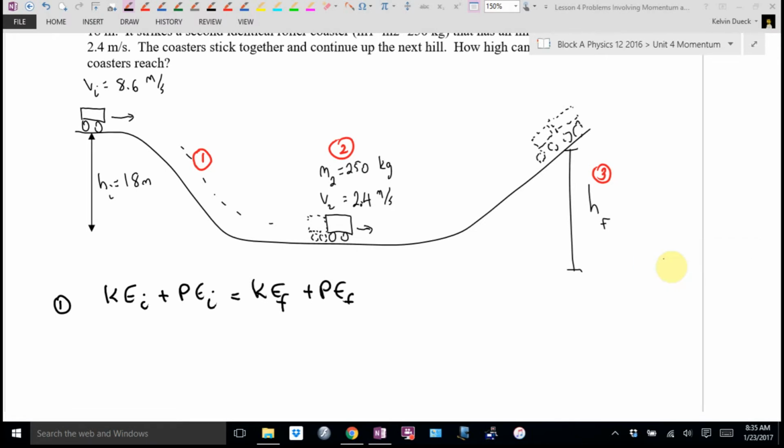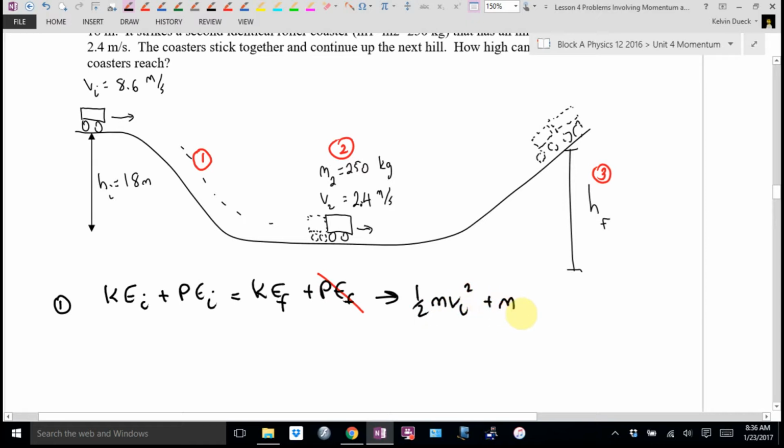So no heat was mentioned, so I'm going to ignore that. I don't think any of these are 0 for kinetic energy. In fact, I think the only thing that's 0 is my final potential energy, my final height. So I'm going to get this: a half m v initial squared plus m g h initial equals a half m v final squared.